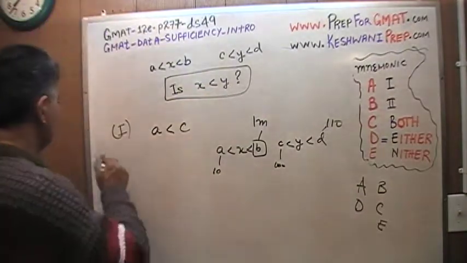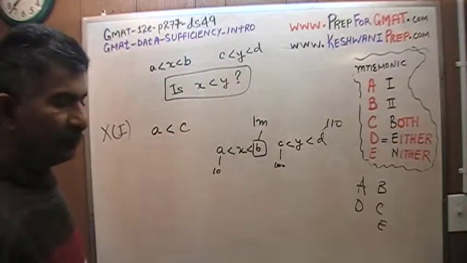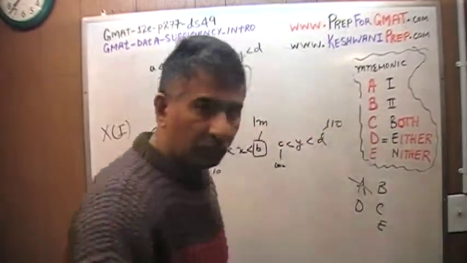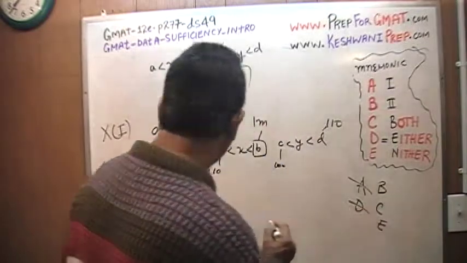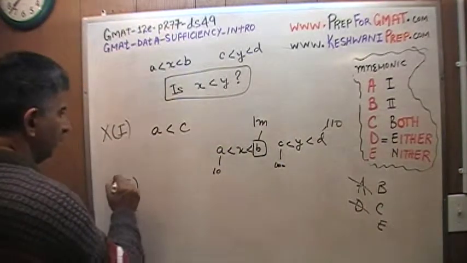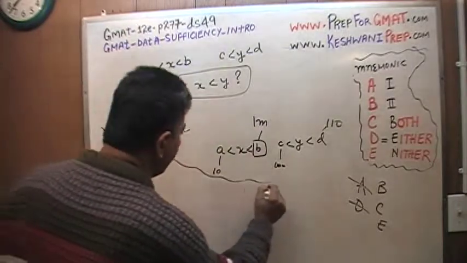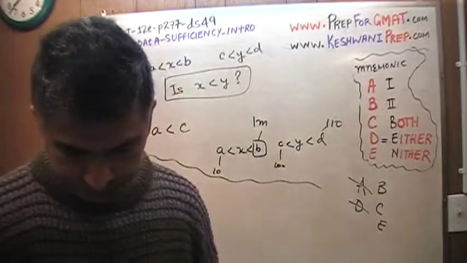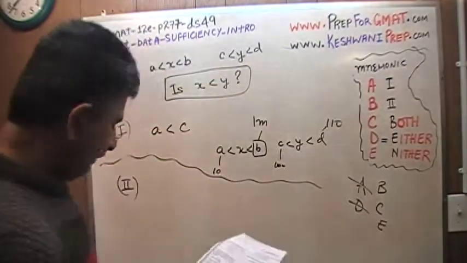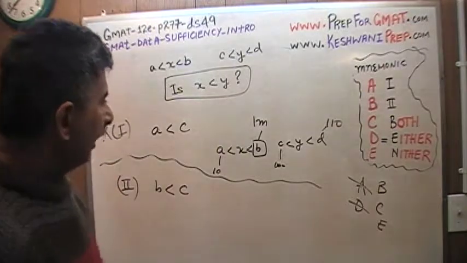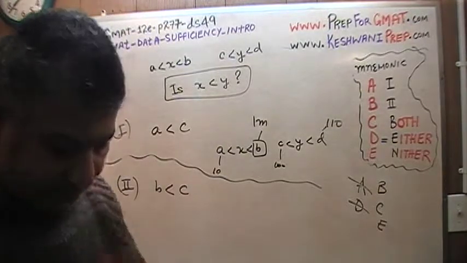The first statement is useless, which tells us that the answer, whatever it is, cannot be A, nor can it be D. Let's look at the second statement. Perhaps the second statement will tell us something about the upper limit. The second statement tells us that B is less than C. Ah, there you go. B is less than C.